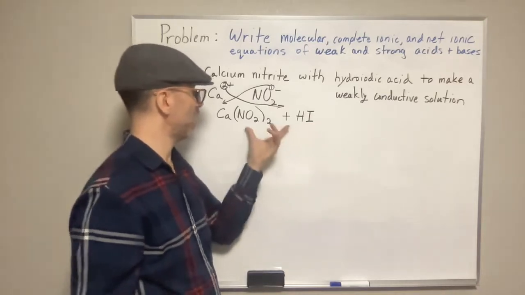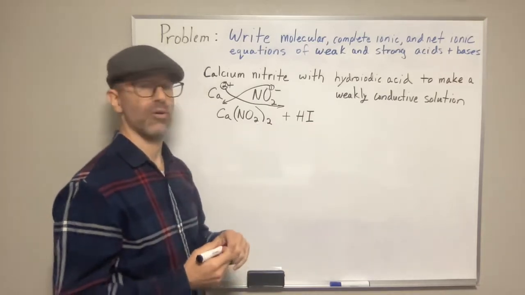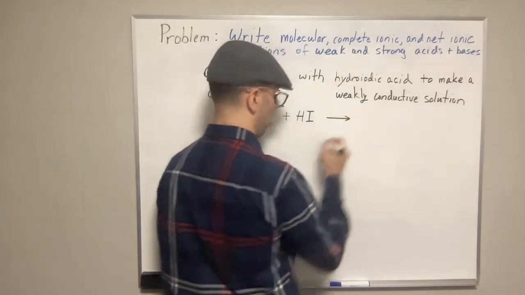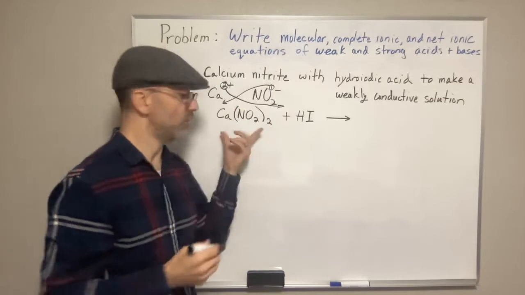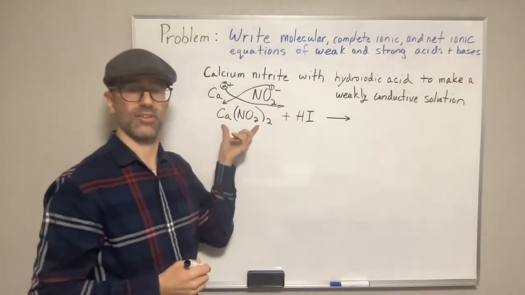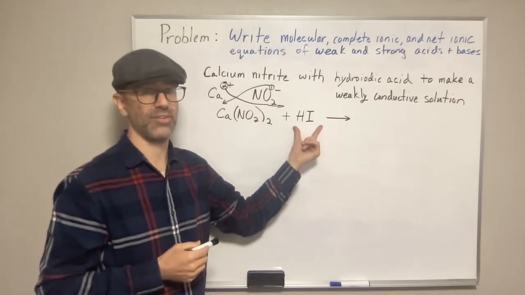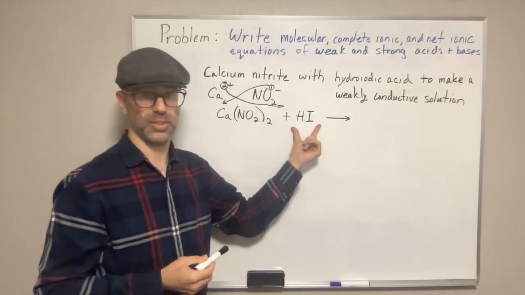Okay, so now that I have these two reactants, let's make the products. How do I figure out the products? Right away, you should notice that calcium nitrite is an ionic substance. And although this is technically not an ionic substance, it is a molecular substance.